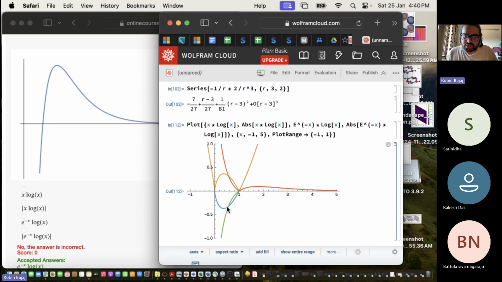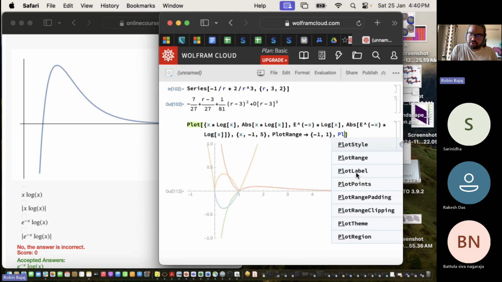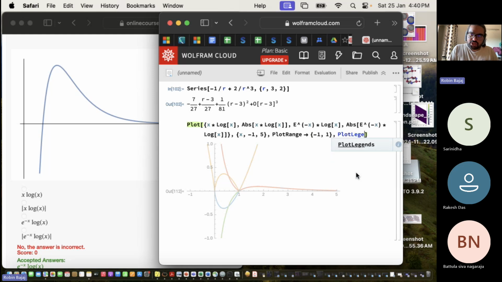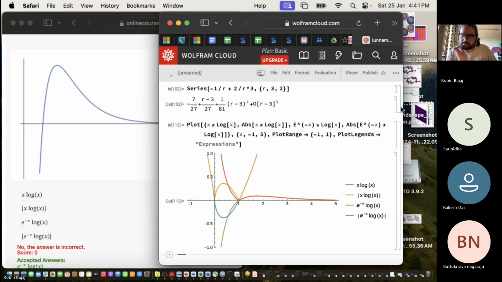That was the issue. Now let's give the legends to these, because we want to see which color is what. Plot legends. As legends I would like to see which correspond to what expressions. So this selects the expressions. Okay, so the green one is corresponding to e to the power minus x log x. So C is the correct option. So I guess it is clear, right?